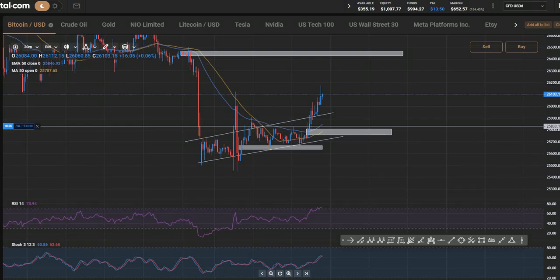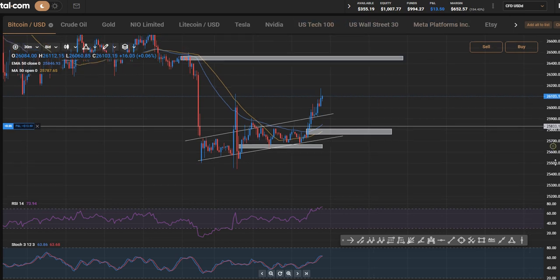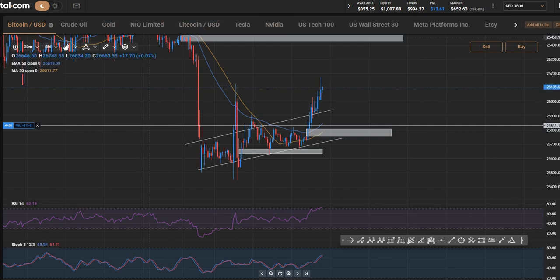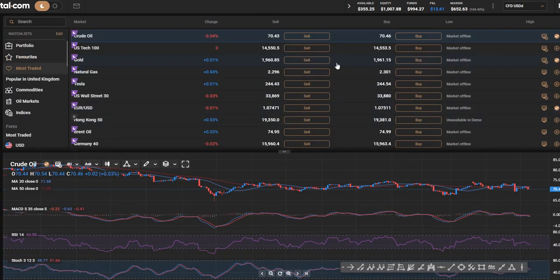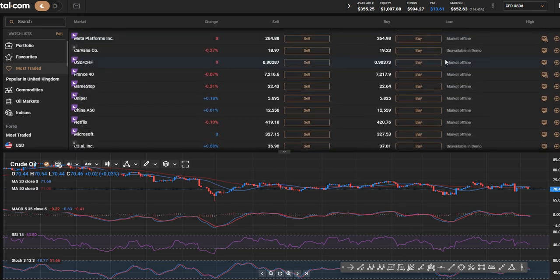Hello there. Today we are going to be looking at capital.com, a website for trading. It has some nice charts that you can clearly see here, and many things are available as well. It tells you which one is currently offline and so on.